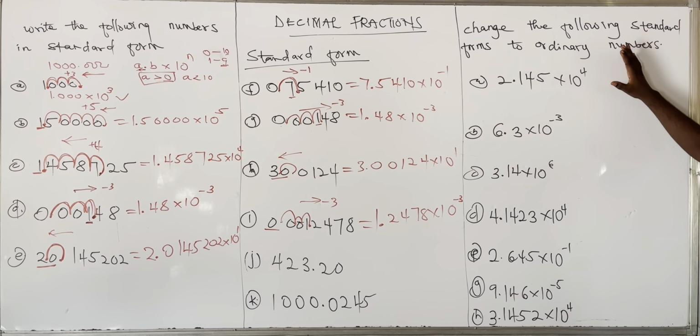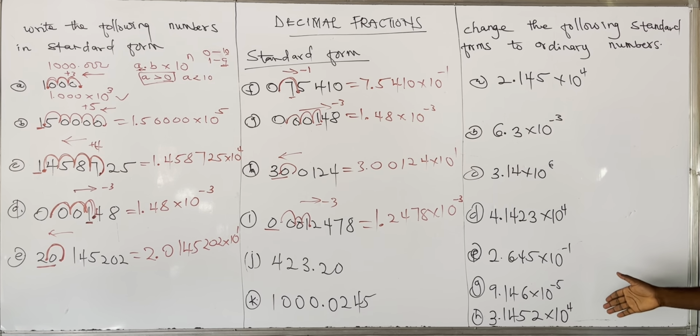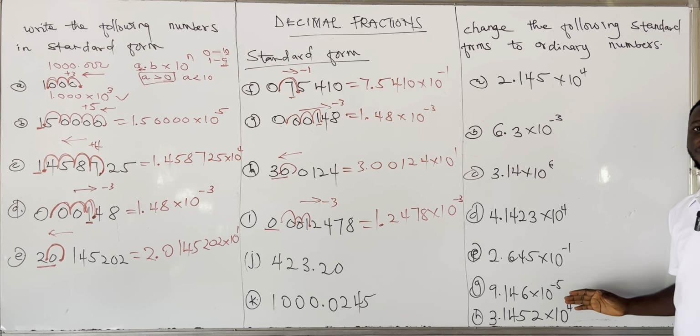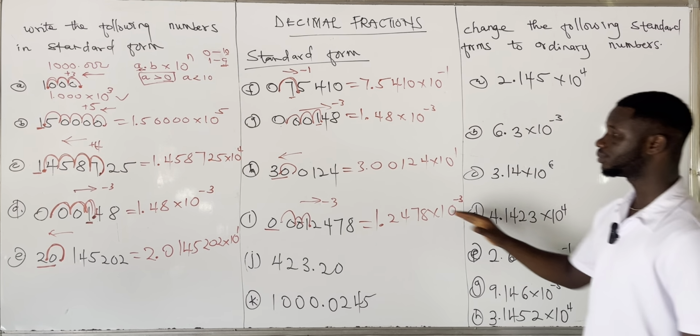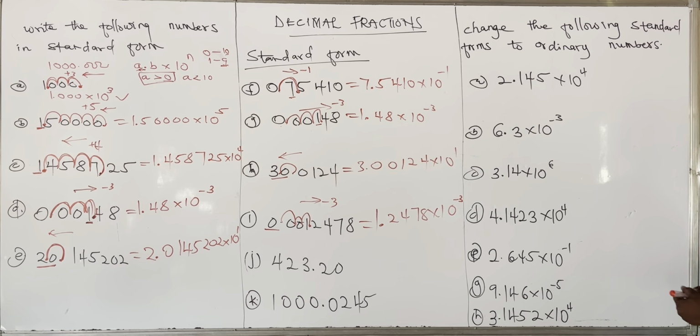Now let's come to this side. Change the following standard forms to ordinary numbers. So these have been given to us in standard form, and we have to change them to ordinary numbers like these ones. So let's look at how we can do this.